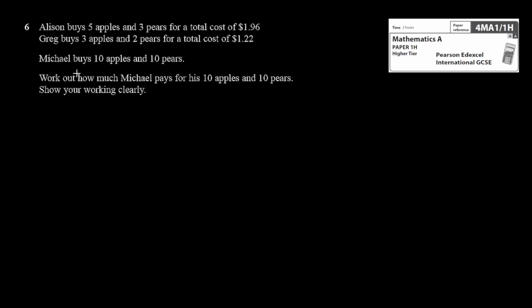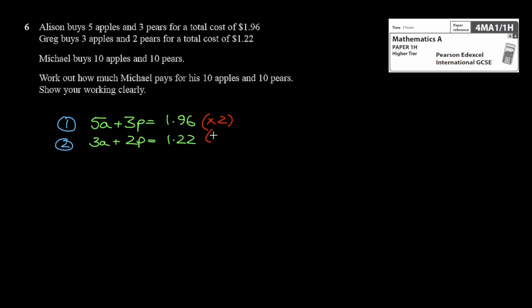Question 6 is another simultaneous equations question. We need to eliminate one or other of these variables. Let's try to eliminate p, which means we must multiply this equation by 2 and this equation by 3.